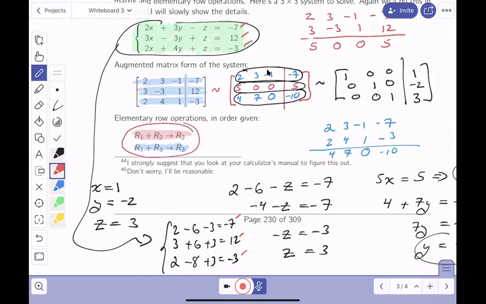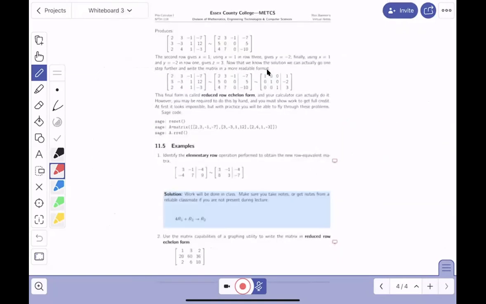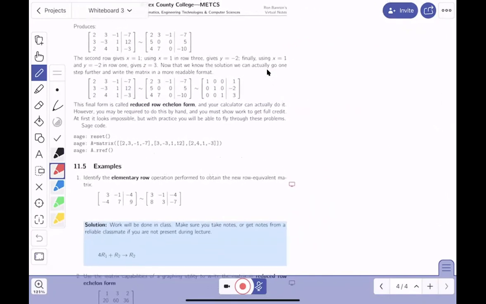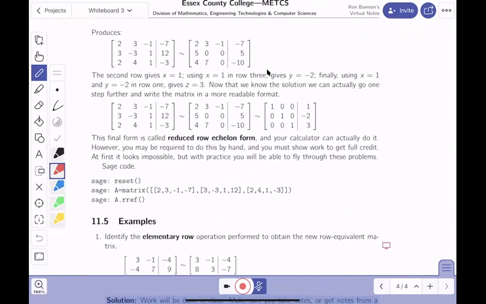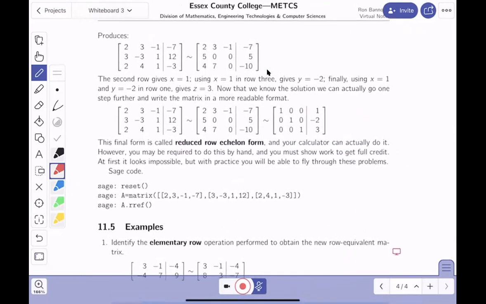Let's keep going. Okay. So I want to point out what they did over here was what I just talked you through. However, you're going to be shocked by this. A calculator can do this way faster than I could ever do it. This is the Sage code for it. And yes, we've talked about this.